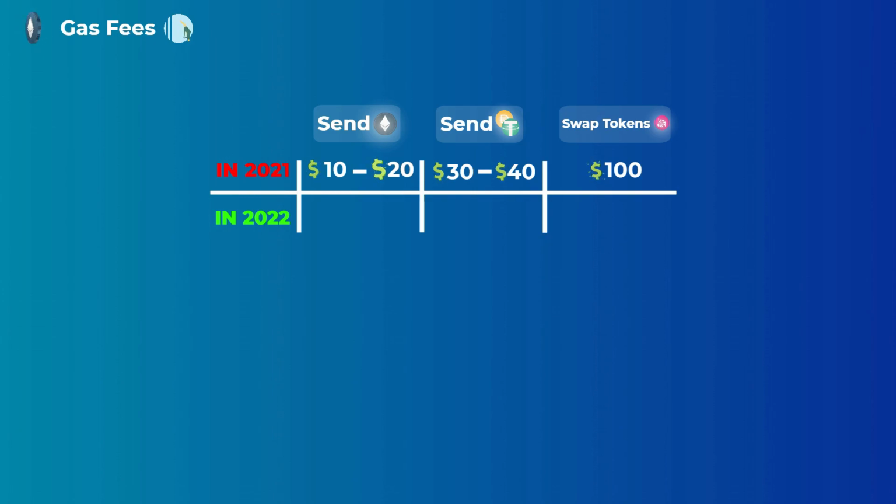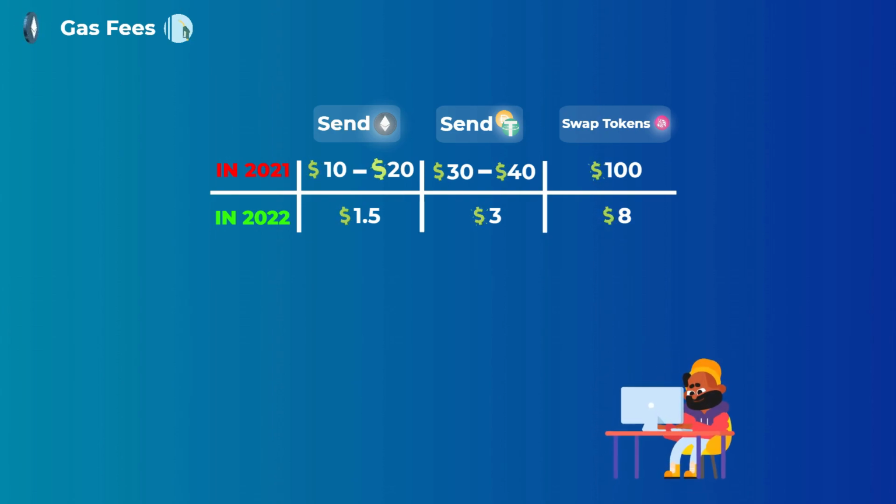Now, in 2022, the Ethereum gas fees have reached a very low point, not seen since December 2020. Now you can send some Ethereum coins for $1.5, $3 to send ERC20 tokens, and $8 on average to swap some tokens on Uniswap. So you may be wondering, what exactly are these fees, and why do they rise and fall like this? Well, you will know the answers to these questions in this video.